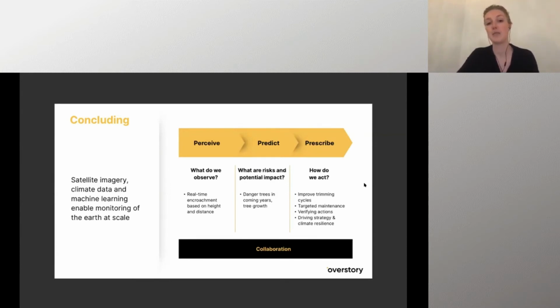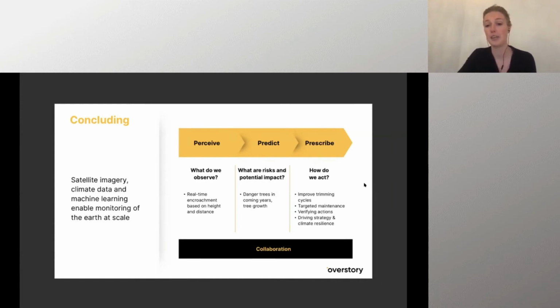The first and most basic step is perceiving. So what do we observe? What is actually happening? Where are trees encroaching right now? And what's the current height and distance? The second layer of information is predict. So what are the risks and also what is their potential impact, including where are danger trees, where is a tree growing, so can we identify grow-in and fall-in risks already in a very early stage.